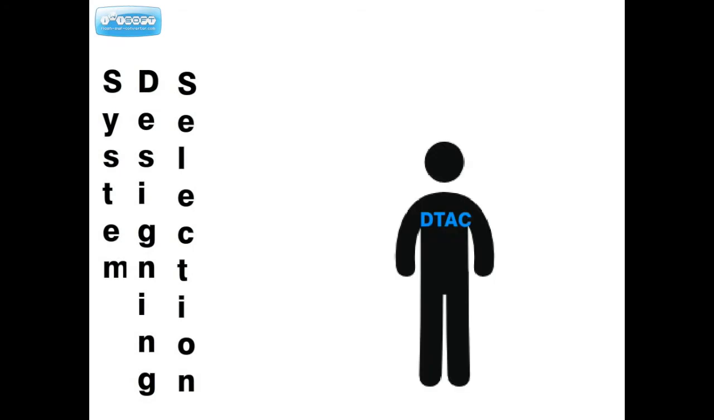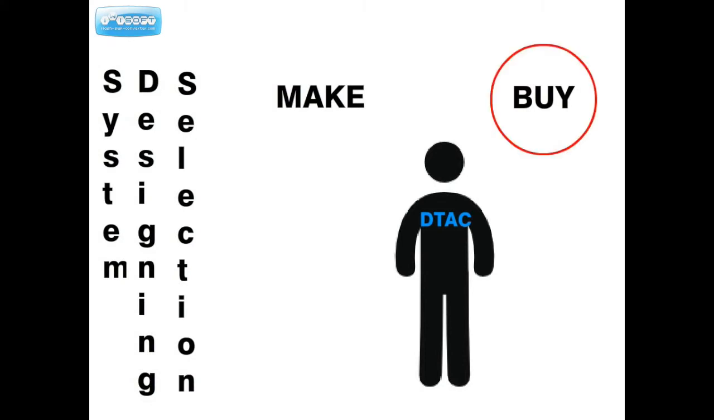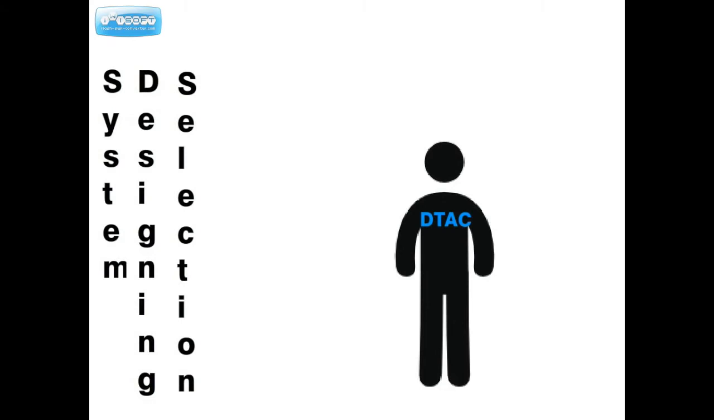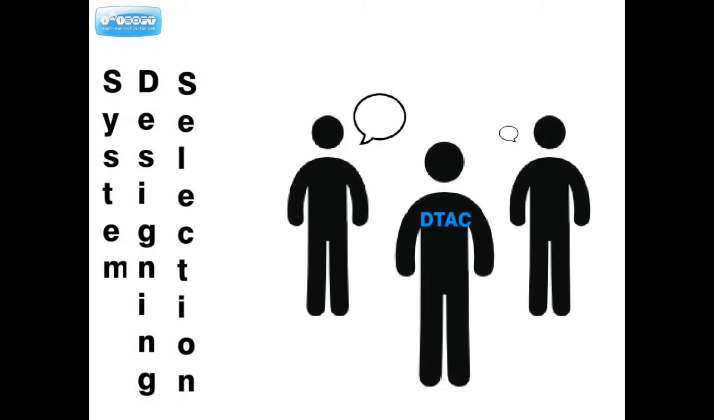In this step, the company decided whether to make a system or just buy it. Here, DTAC chose to buy, and they submitted system specification to many vendors. These vendors gave presentations to DTAC about their systems. Then DTAC evaluated these vendors based on a set of criteria and selected the one with the highest score.